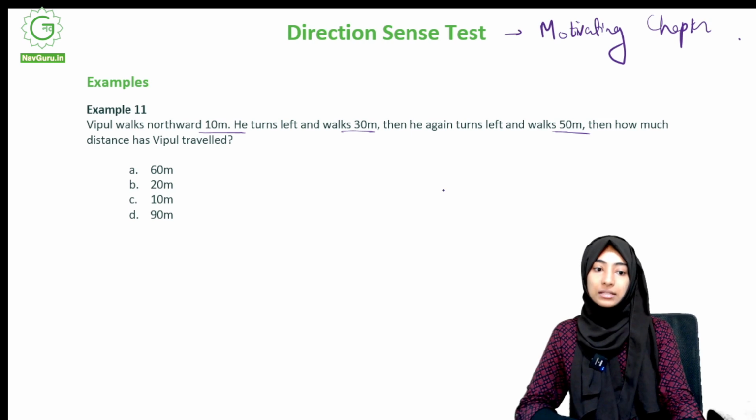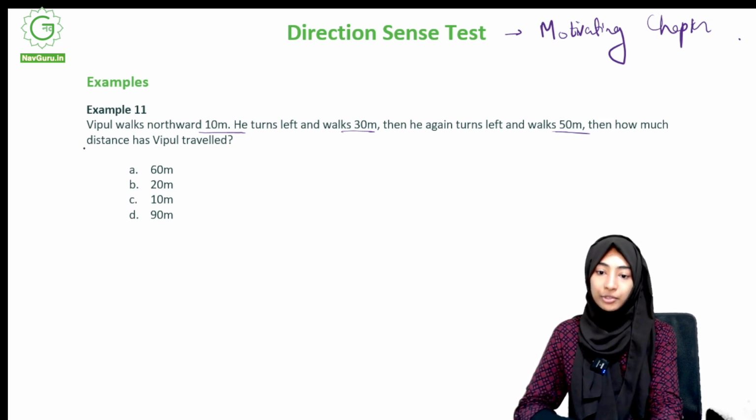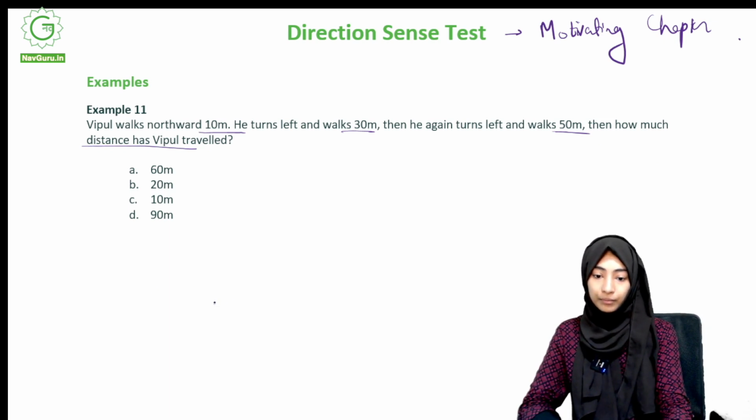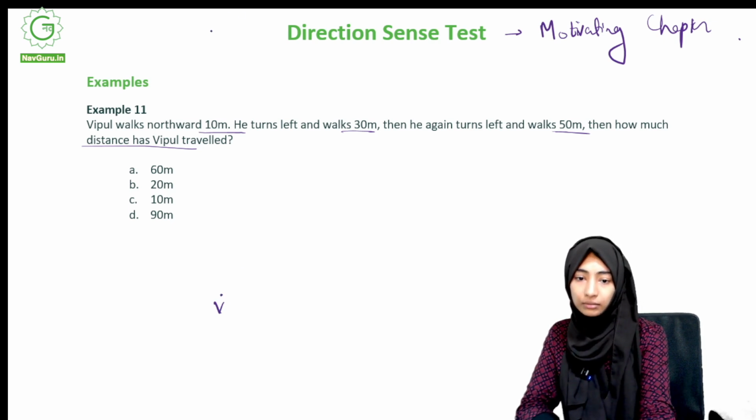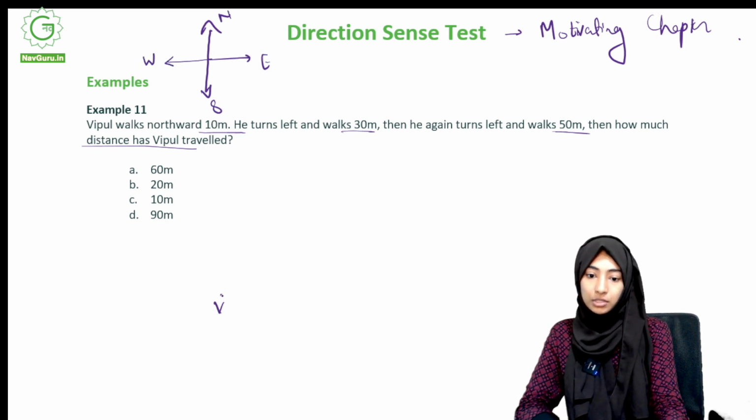Okay, then he again turns left and walks 50 meters. Then how much distance has Vipul traveled? Okay, basically Vipul, you give a V here. Northward 10 meters. Okay, I'll draw this again. Vipul walks northward 10 meters. Then he turns left. So this is basically the left of Vipul.